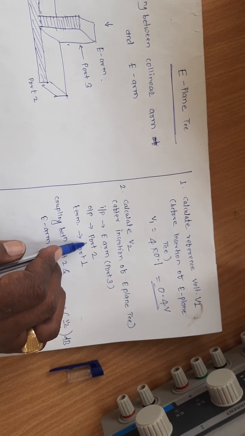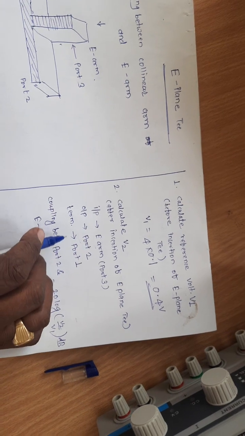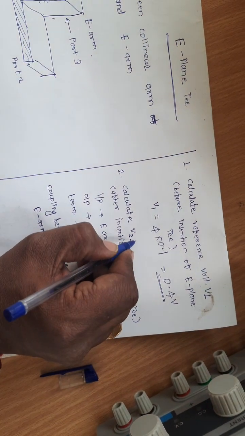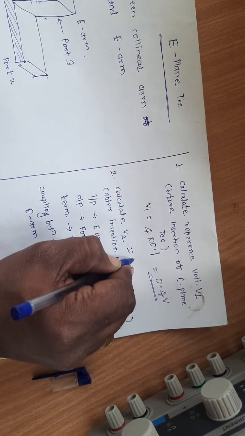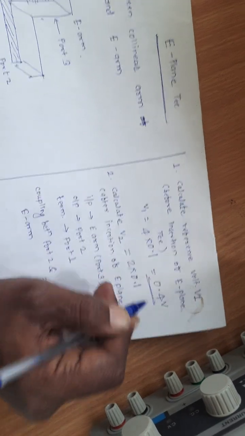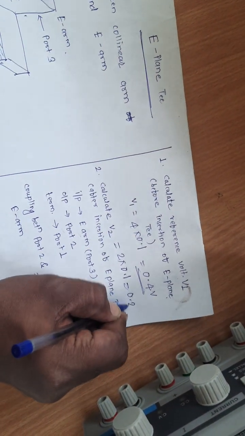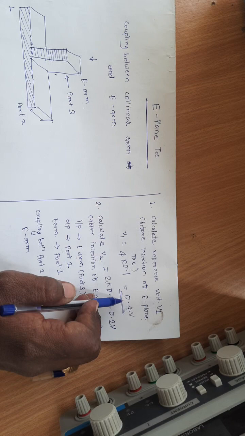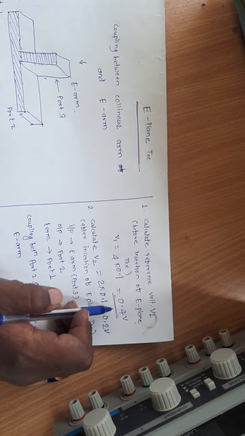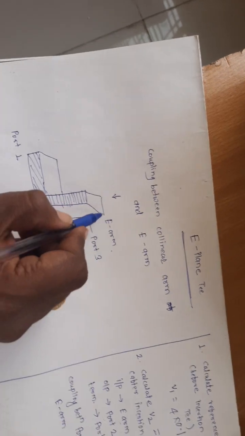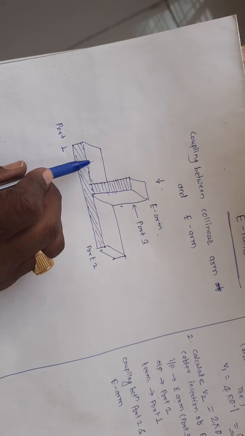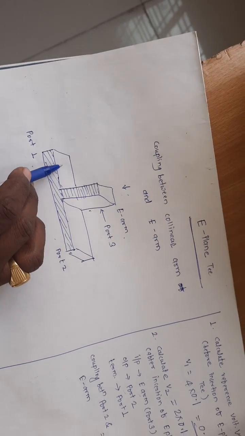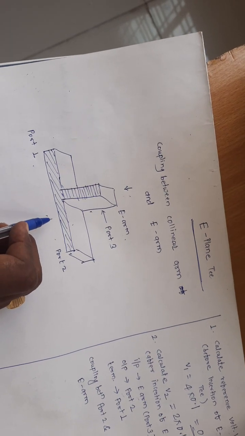Now we are taking the output at port number 2 and terminating port number 1. So the voltage we observed, V2, is 2 multiplied by 0.1 volt, which is 0.2 volt. We are giving input to the E arm, that is 0.4. We already discussed that whatever input is given to the E arm is divided equally between port 1 and port 2, equal in magnitude but opposite in phase.